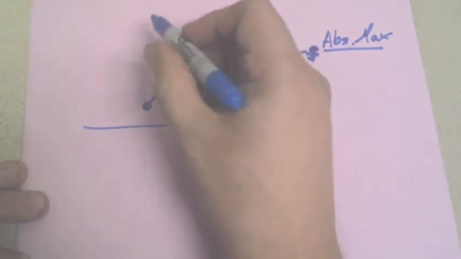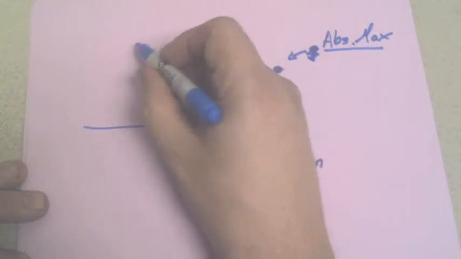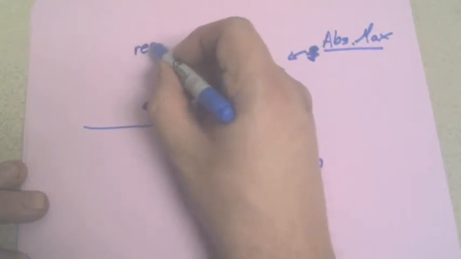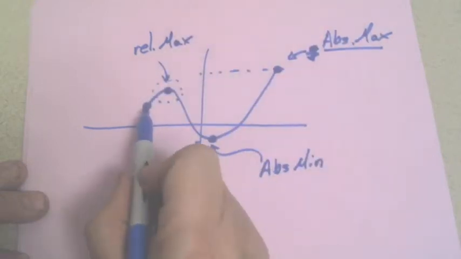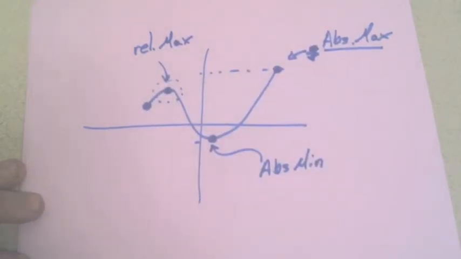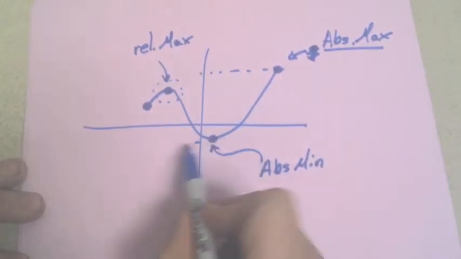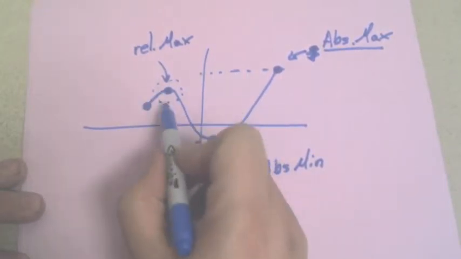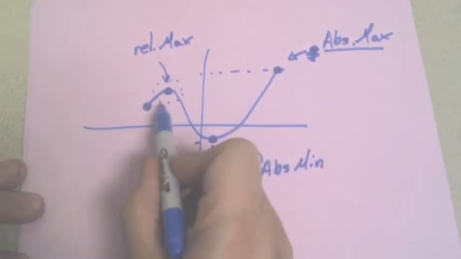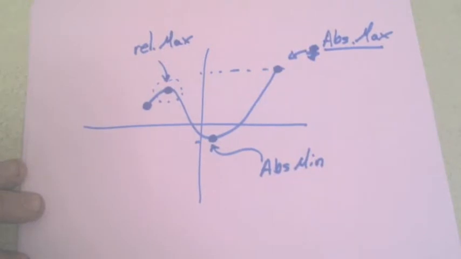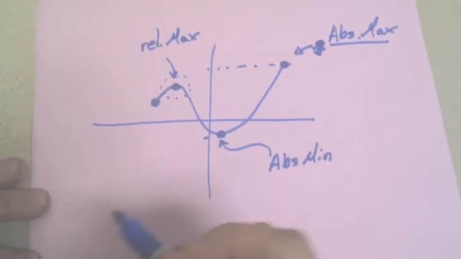So this is a relative, or local, I'll use relative, maximum. But we have to be careful about that endpoint. That endpoint is certainly not the absolute minimum, because we do have lower values. And it would be tempting to call this point a relative minimum, but we have to be very careful.